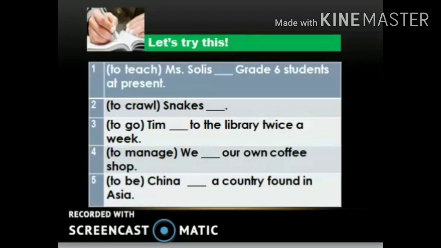Let's see if you can complete these sentences with the correct form of the verb given in the parentheses. Every sentence will be read and you will be given 3 seconds to have an answer in your mind. Then the correct answer will be given. Ready? Number 1. Miss Solis blank grade 6 students at present.